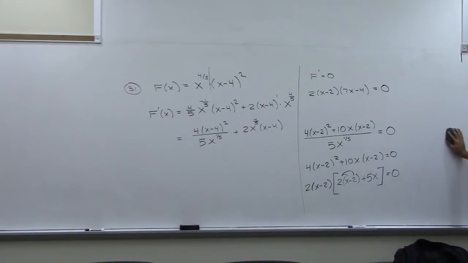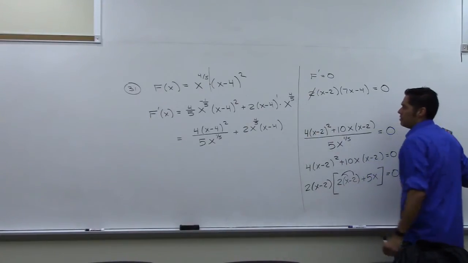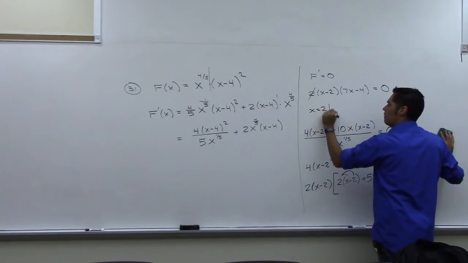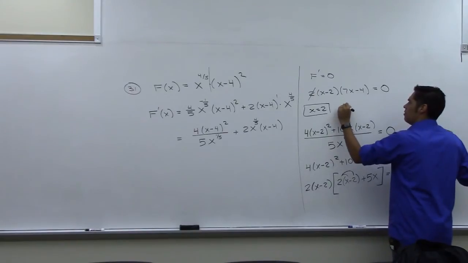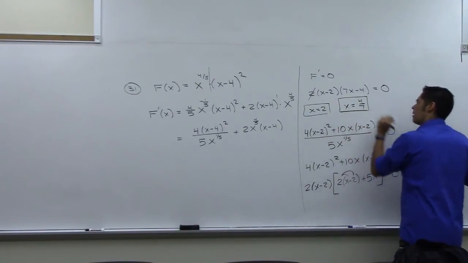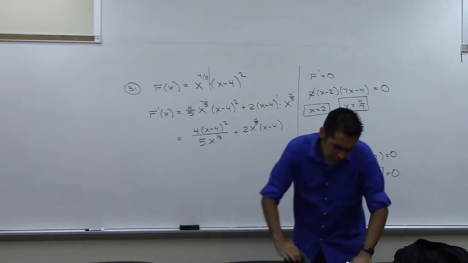And now I can set these factors equal to 0. Of course, we can throw this out because that's never going to be 0. Set this to 0, we get x is 2. Set this to 0, we get x is equal to 4/7. So it looks like I have 2 critical numbers so far.